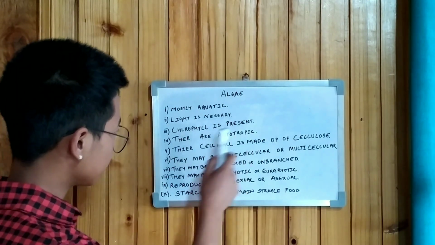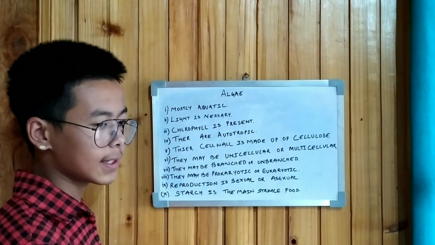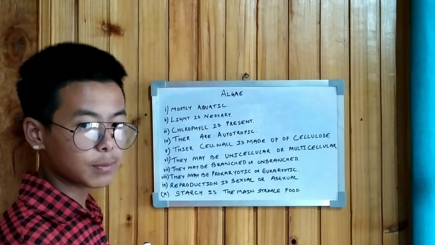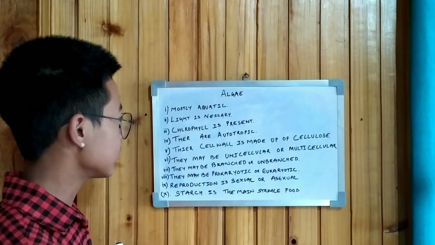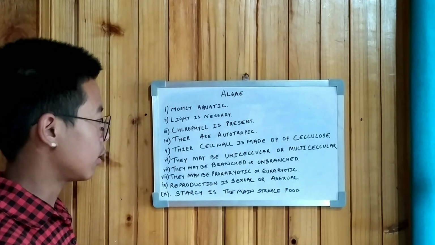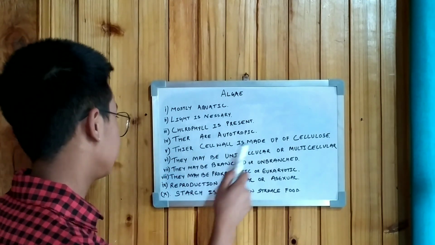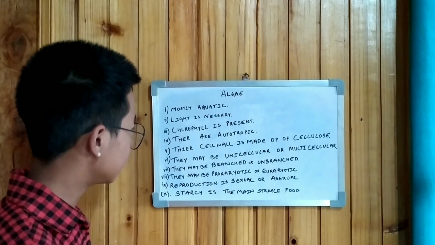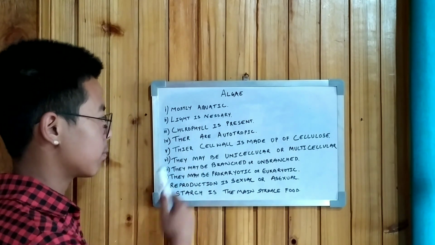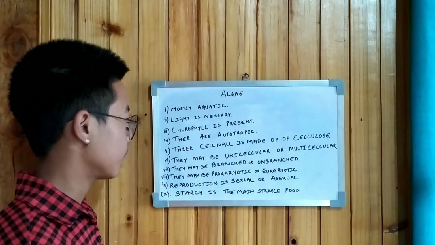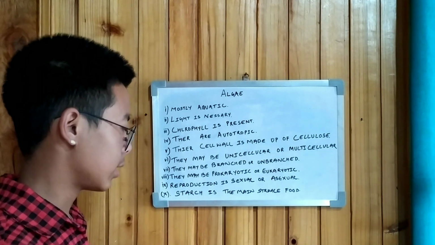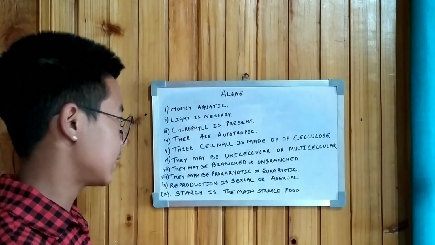The third point is chlorophyll is present. The cell contains chlorophyll. Chlorophyll is a specialized pigment used for trapping sunlight, and it is very necessary for photosynthesis. Number 4, they are autotrophic. That means they can prepare their own food. Chlorophyll is present and hence they can prepare their own food. Number 5, their cell wall is made up of cellulose.